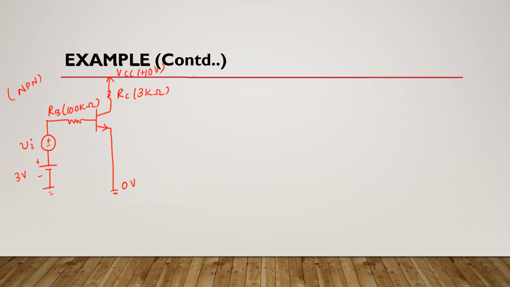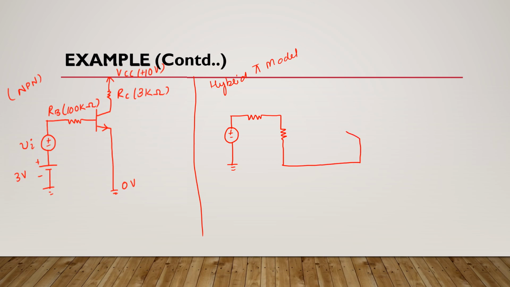Now we will start our AC analysis using the hybrid pi model. Our hybrid pi model equivalent circuit will look like this, because we know that for AC analysis all DC sources are grounded. Here we have a current source, its arrow will be downward because it is an NPN transistor configuration. Here we have RC, this is the direction of IC.